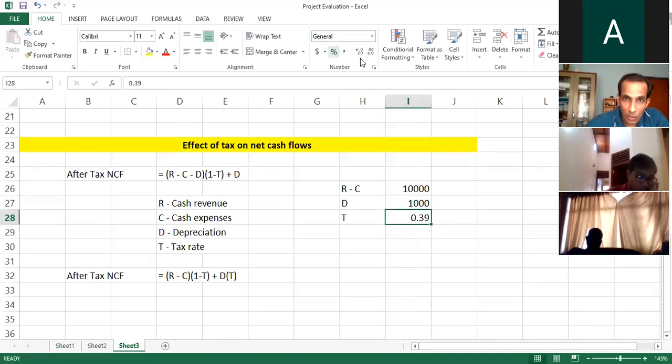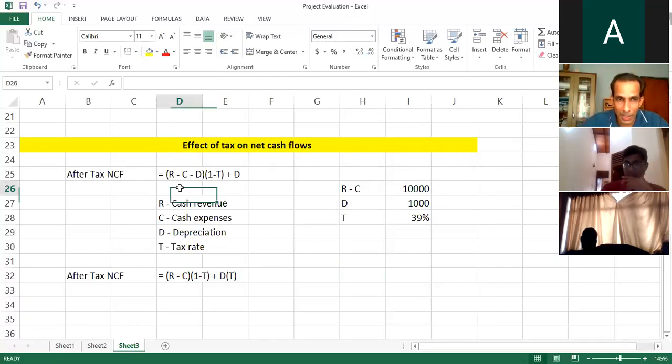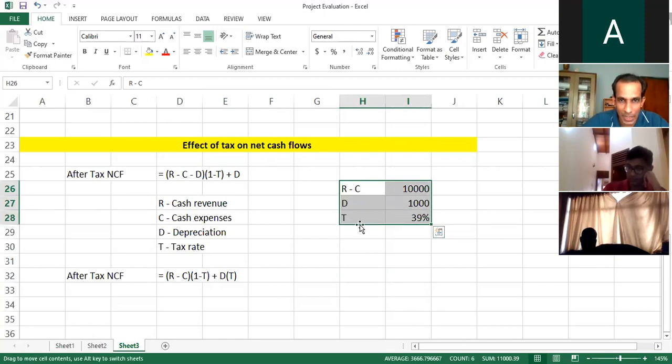So now you can apply both these methods and calculate the net cash after tax. Calculate quickly based on these two methods. From both methods, you should get the same answer. So please calculate. R minus C is there, so when you apply this formula, what will be the answer?